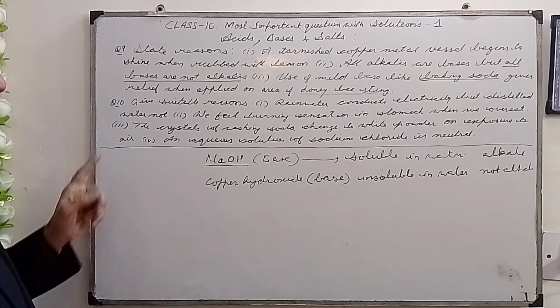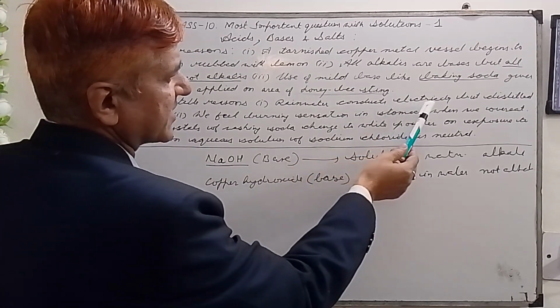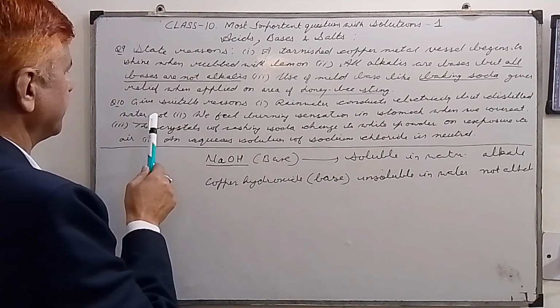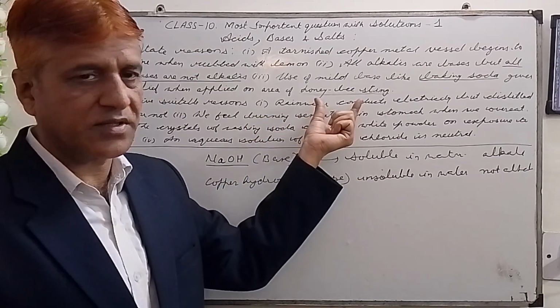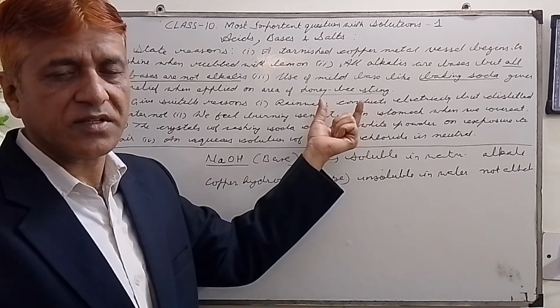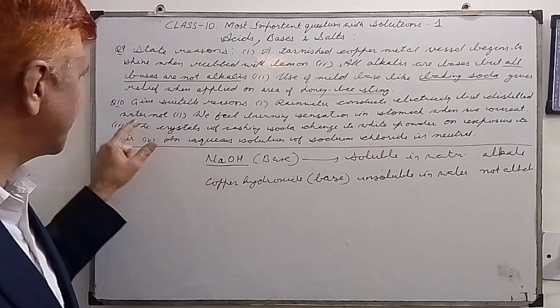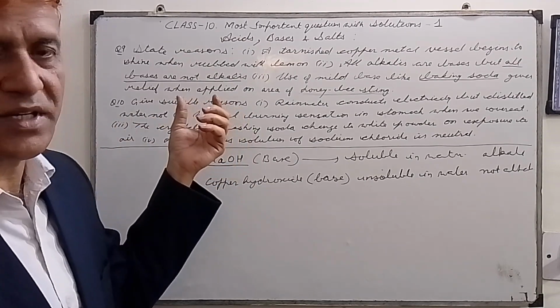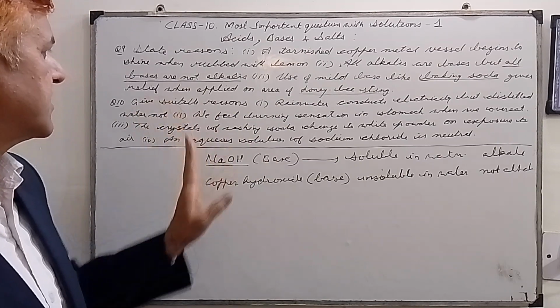Question number 10 is give suitable reasons. Number 1, rainwater conducts electricity but distilled water does not. Now my dear students, rainwater contains acids and salts, so it will conduct electricity. And in distilled water we don't have any salt or any acid, so it will not conduct electricity.